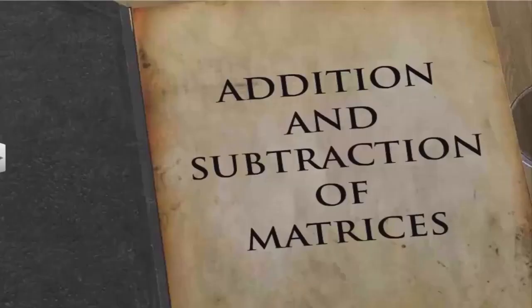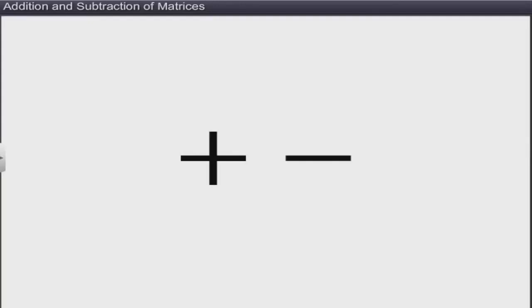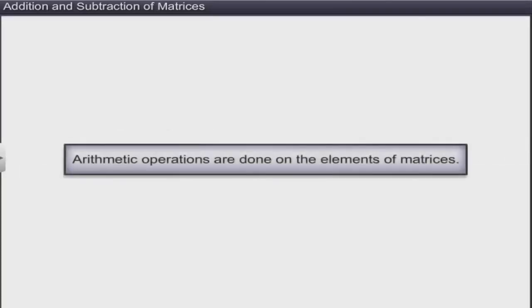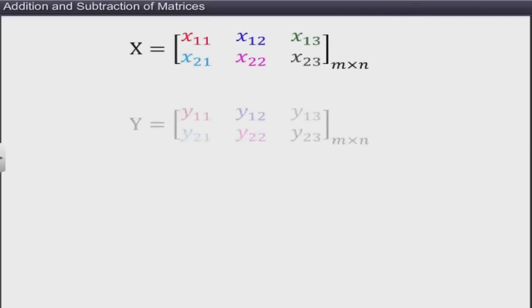In this module, you will learn about the addition and subtraction operations performed on matrices. Arithmetic operations, such as addition and subtraction, are possible on matrices of the same order. However, the arithmetic operations are done on the elements of the matrices. Let's start by exploring the addition operation on two matrices.